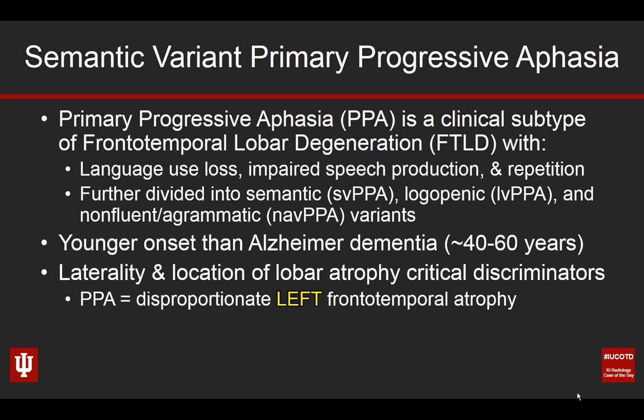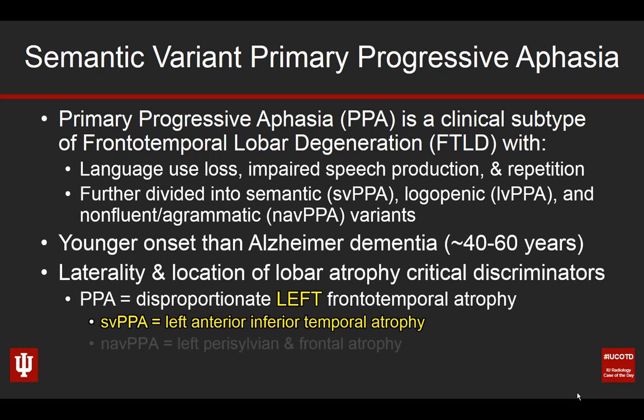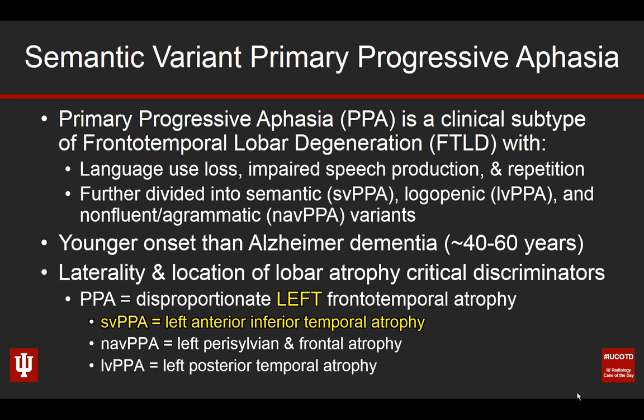But these folks, again, tend to have left frontotemporal atrophy as the predominant feature. Now, within that, patients with semantic variant primary progressive aphasia tend to have left anterior temporal lobe atrophy. So this anterior temporal pole has cortical and subcortical volume loss. Patients with the non-fluent or agrammatic variants oftentimes have perisylvian and more frontal atrophy. And then patients with the logopenic variant have left posterior temporal atrophy.